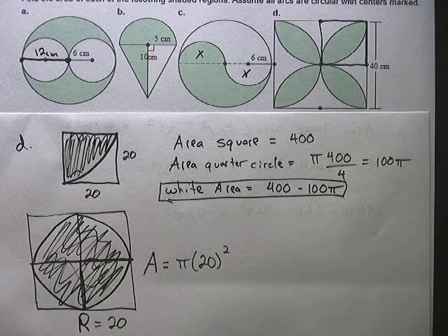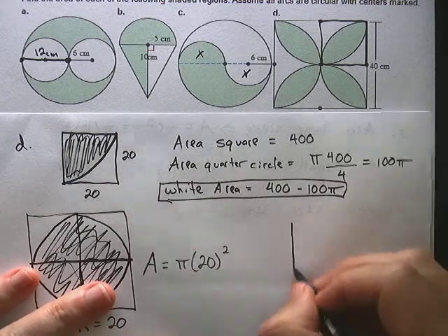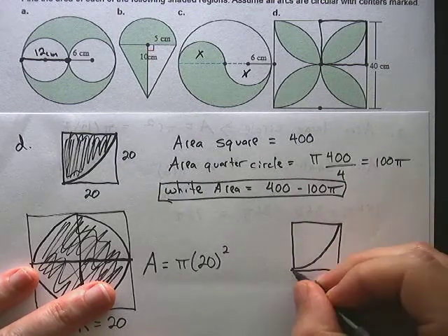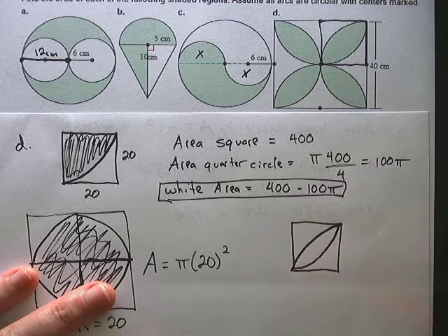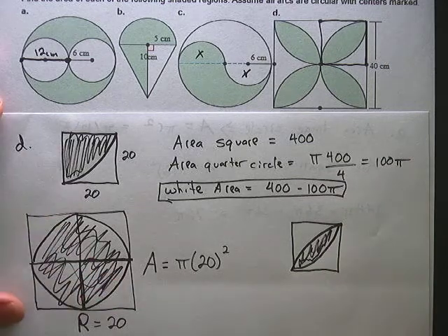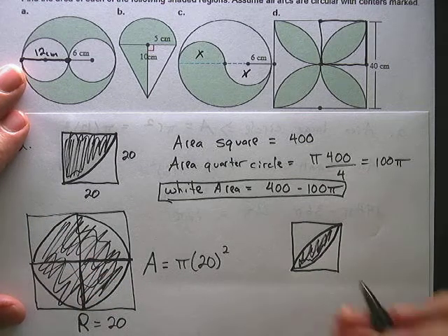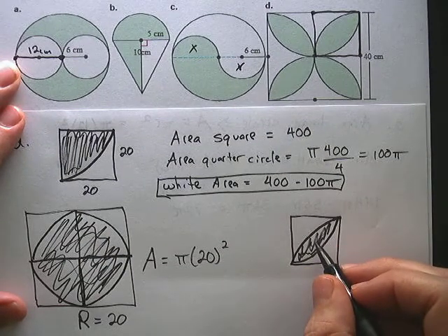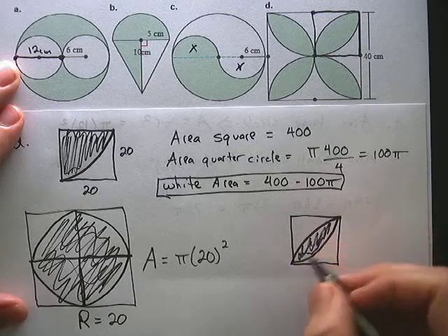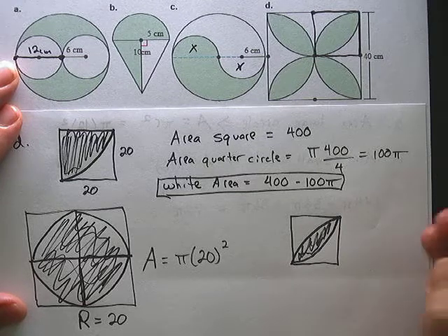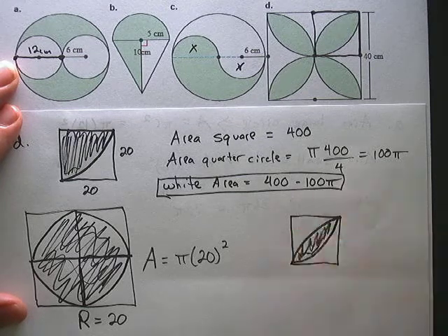Okay, because what we really have is not just this, but we have this going on as well. So we have two white regions, right? So this is the shaded region. Okay, so how would I figure out the two white regions? Well, I have this region and this region, so I have the circle, or the semicircle, which we found to be 100 pi. Okay, and I have each one of these that I found to be 400 minus 100 pi.